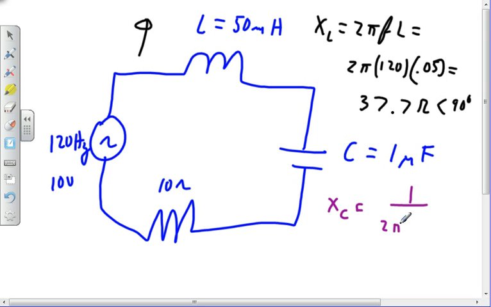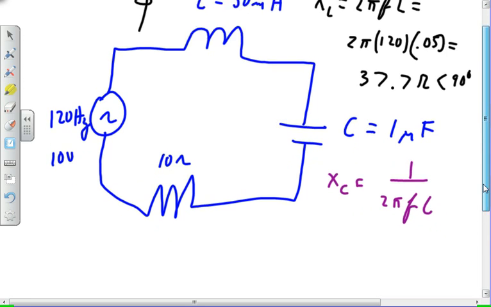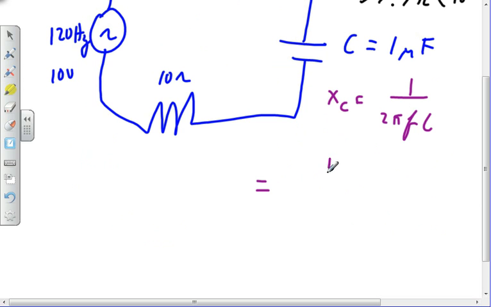Then I'm going to calculate my X of C, which is going to be 1 over 2 pi F C, 1 over 2 pi 120, 1 microfarad. Okay, so 1 divided by parentheses 2 times pi times 120 times 1 exponent minus 6. Wow, that's not going to work.